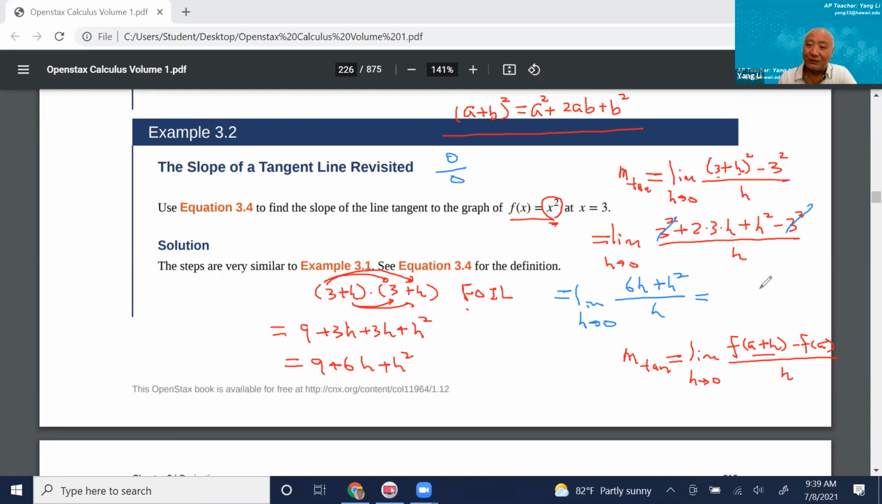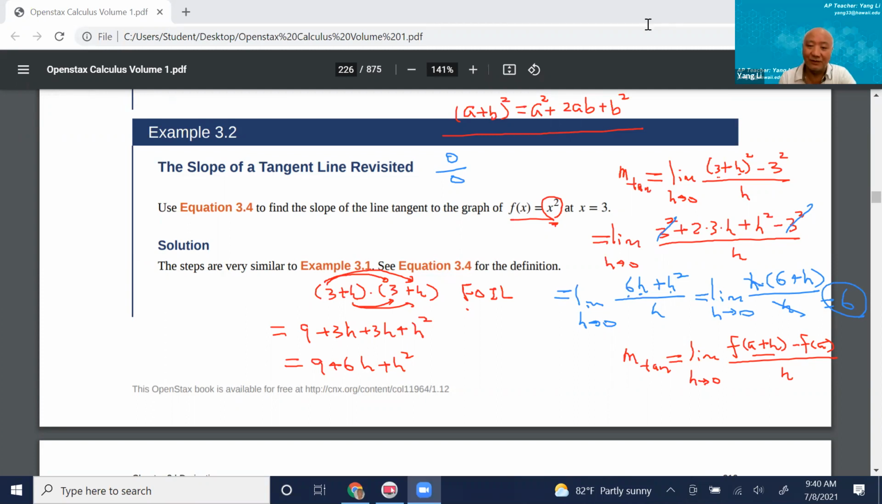So what we're going to do is use algebra factoring skills. We'll factor the h out. From 6h you have 6 left over, and from h squared, if you take the h out, you have another h left over. We still have the limit as h approaches 0, and you see this h cancels. So you have only 6 plus h, and that will be 6. So we got the same thing: the slope of the tangent line is 6 at x equals 3.